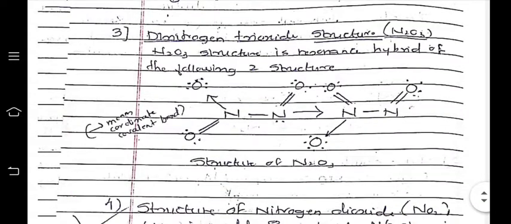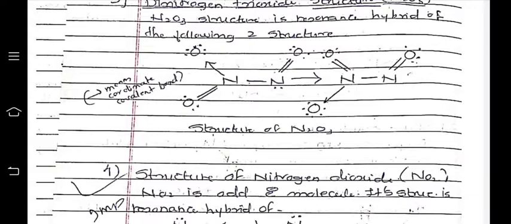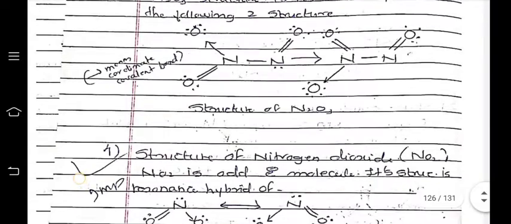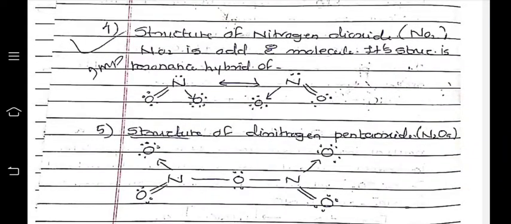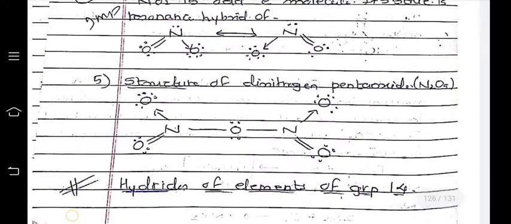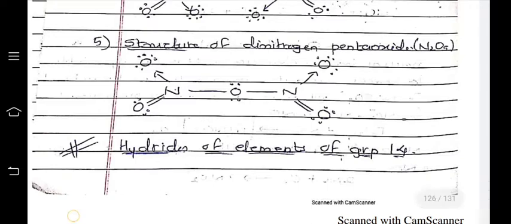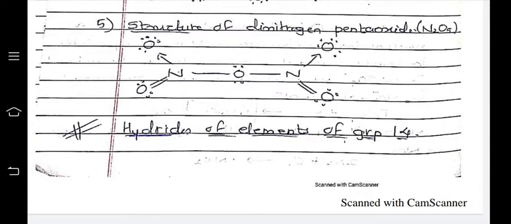Dinitrogen trioxide structure. The N2O3 structure is a resonance hybrid of the following two structures. Structure of N2O3. Structure of nitrogen dioxide. NO2 is an odd electron molecule. Its structure is a resonance hybrid. Structure of dinitrogen pentoxide: nitrogen, oxygen, nitrogen.